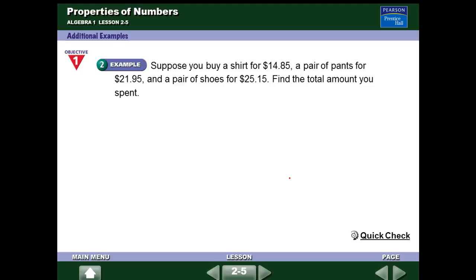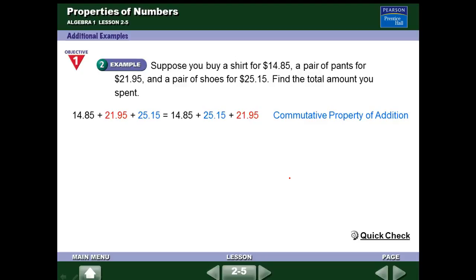It says you buy a shirt for $14.85, a pair of pants for $21.95, and a pair of shoes for $25.15. How much total did you spend? We have to add them all up, but there's no specific order. On this side of my equal sign, they went straight in order of what was listed. Here they intertwined your 25 and 21. So you moved the order. What is that showing? Well, the order moved would be your commutative property.